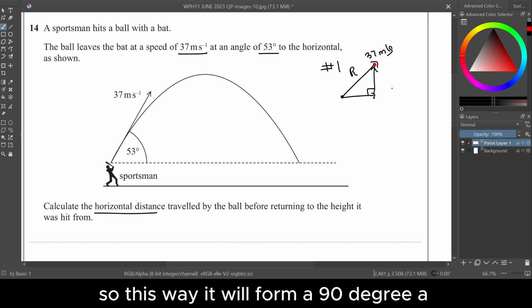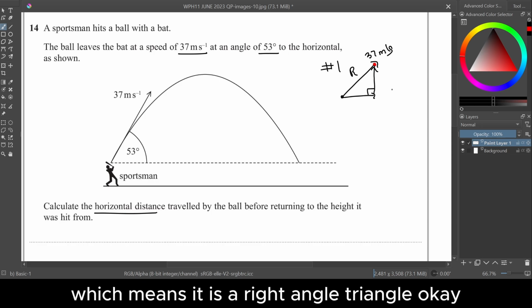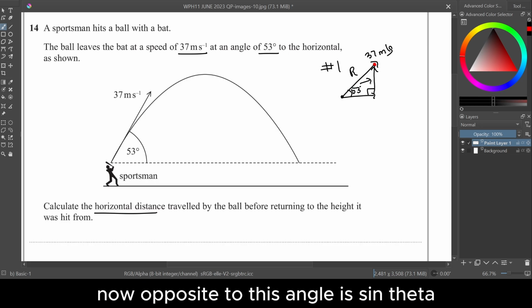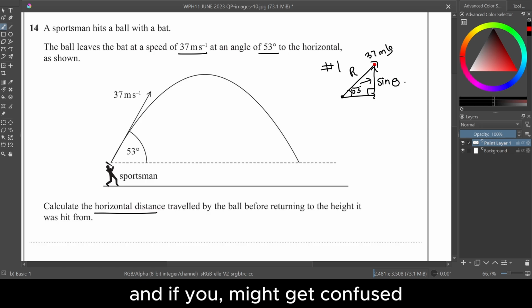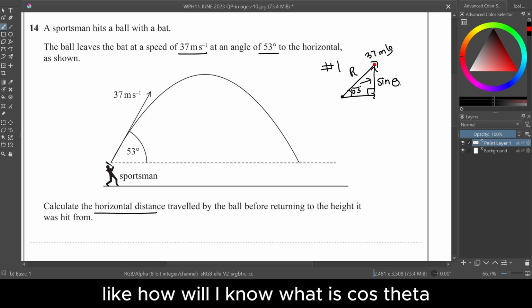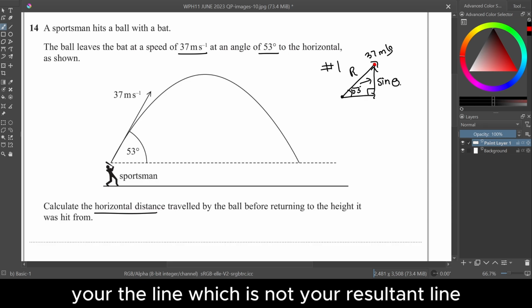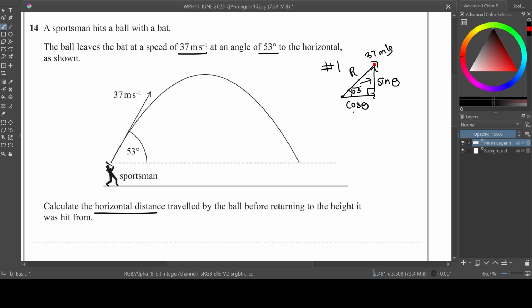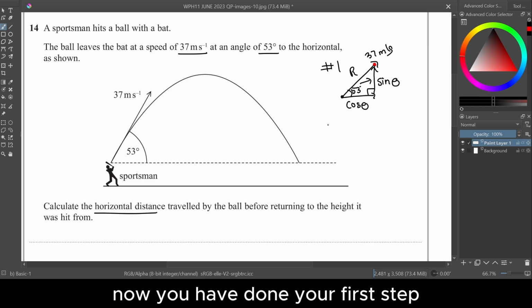So this way it will form a 90 degree angle, which means it is a right angle triangle. And this angle from here is 53 degrees. Now opposite to this angle is sine theta. And if you might get confused, like how will I know what is cos theta? The line which is not your resultant line or sine theta is always your cos theta. For example, in this. Now you have done your first step.